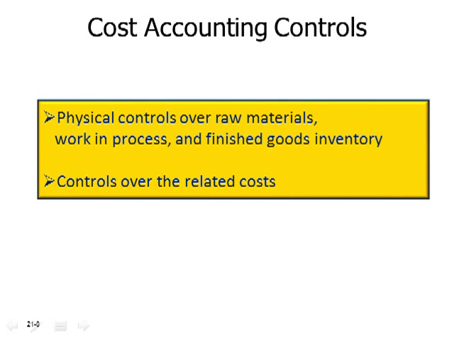Cost accounting controls are those related to processes affecting physical inventory and the tracking of related costs from the time raw materials are requisitioned to the completion of the manufactured product and its transfer to storage.